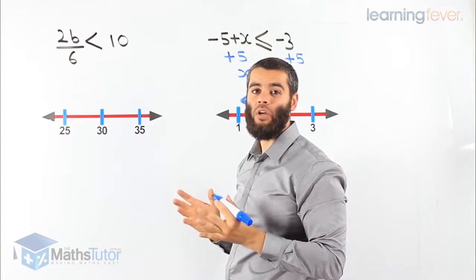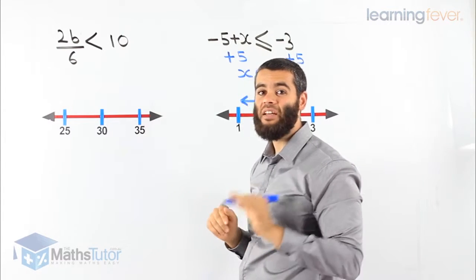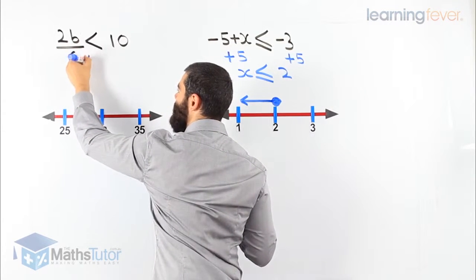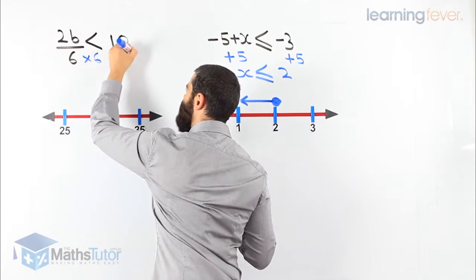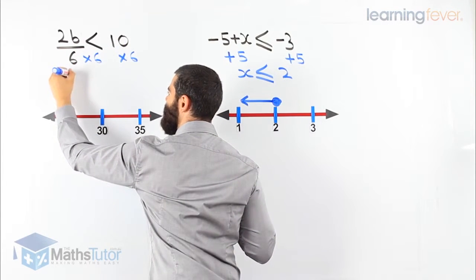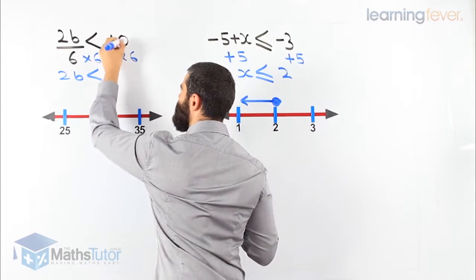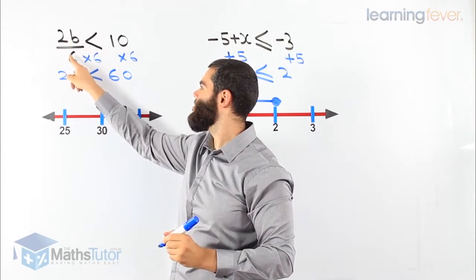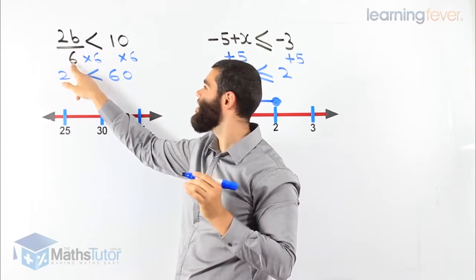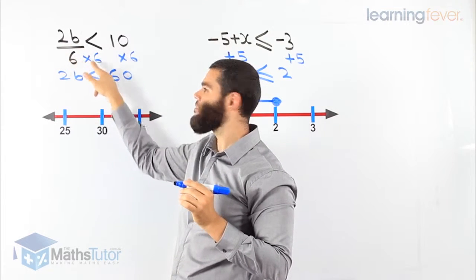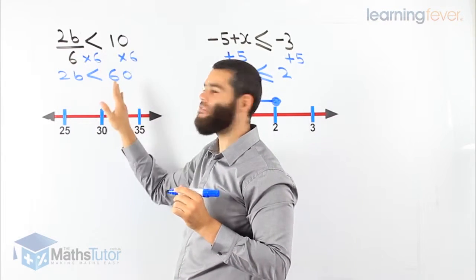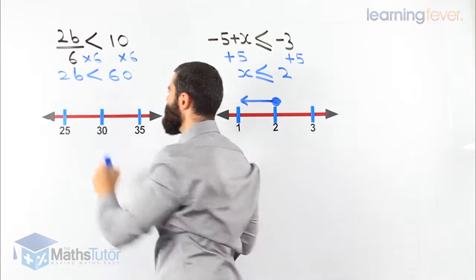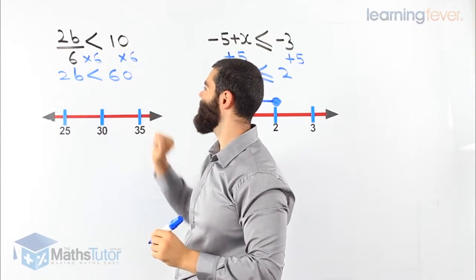Now again, we are working it out using the same process as equations. We know that with 2b over 6, we want to eliminate the denominator. Divide by 6 becomes times 6, so times 6 on one side, times 6 on the other side. They cancel each other out. You're left with 2b. 2b is less than 10 times 6 is 60.